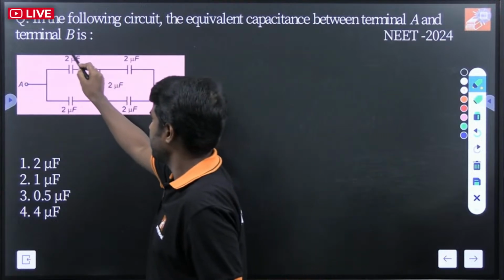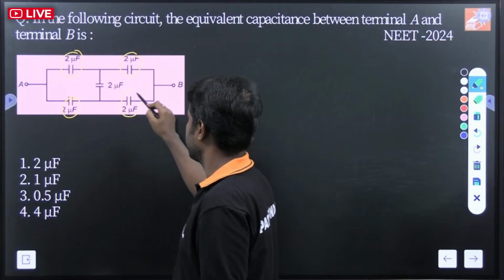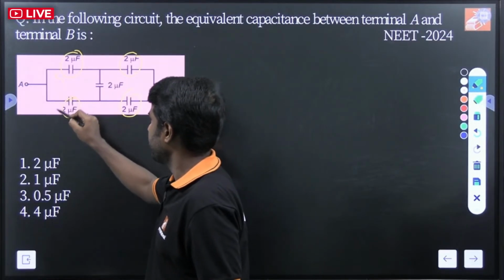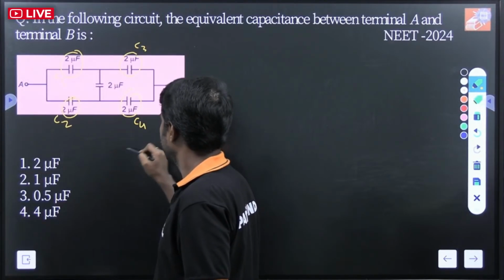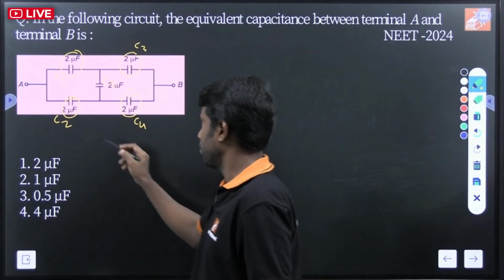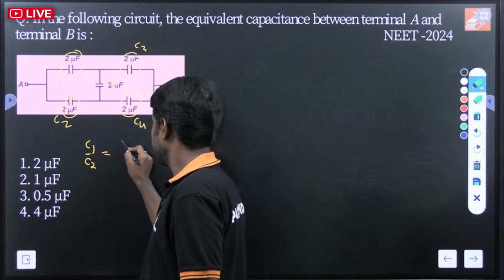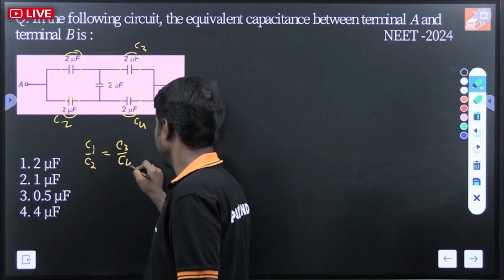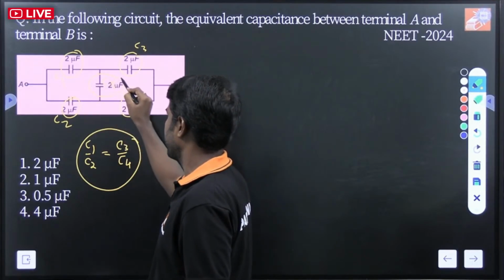So the ratio of these two capacitances is equal to the ratio of these two capacitances. If we take this one as C1 and this one as C2, C3, C4, and this one as C5, then the Wheatstone bridge formula was like this: C1 by C2 equals C3 by C4. If they follow this rule, then we can neglect this capacitance.